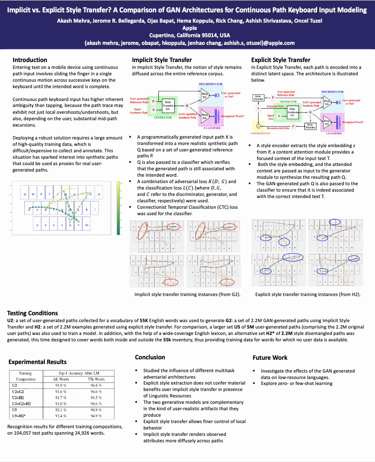Some of the conclusions that we can actually draw from this study is that explicit style transfer does not confer material benefits over implicit style transfer in presence of linguistic resources. The two generative models are complementary in the kind of user-realistic artifacts that they produce. Explicit style transfer allows finer control of local behavior, whereas implicit style transfer renders observed attributes more diffusely across paths.